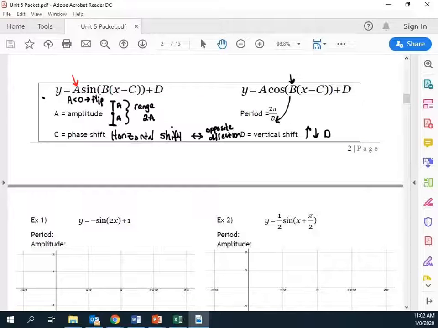Under phase shift, horizontal shift, I went ahead and put opposite direction. Just to remind you, if the equation, like example 2, example 2 has plus pi over 2. Which way are we going to shift, guys? To the left. Good job. You guys got it. All right, let's go and look at some examples.